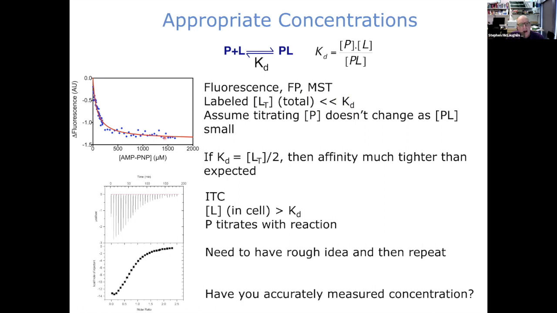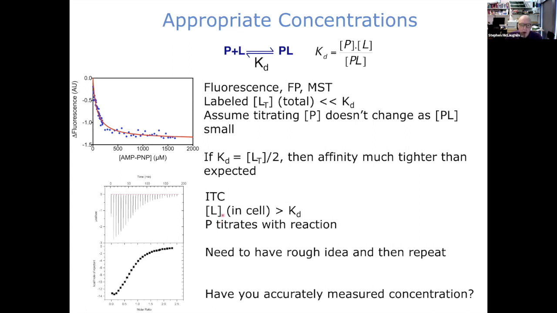When you fit data and you end up with a KD that ends up being about half the concentration of the total ligand concentration, then again, alarm bells must sound, because your affinity may just be very, very tight. And so what you're really doing is just titrating stoichiometrically. So then you need to go back and think about that.